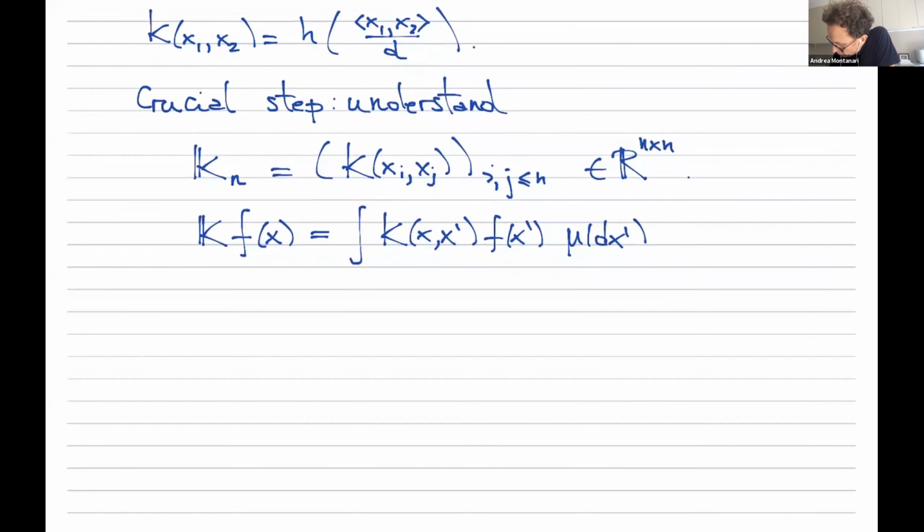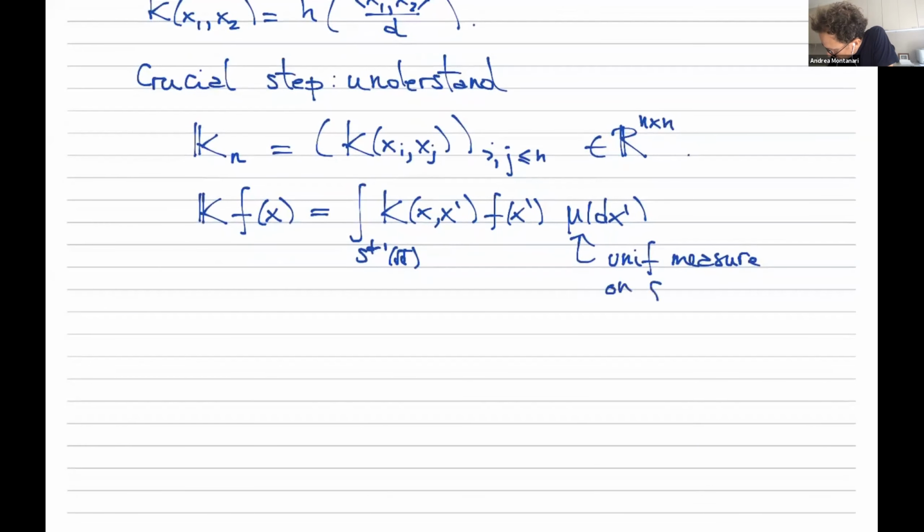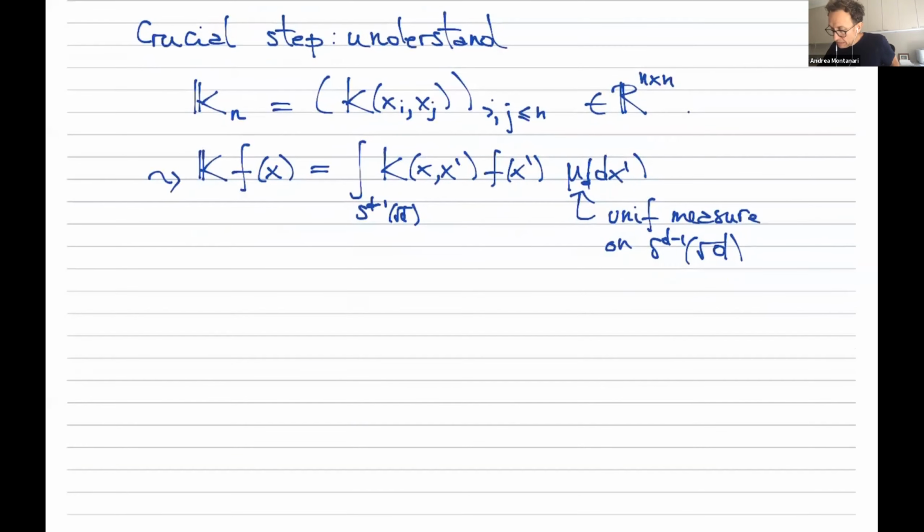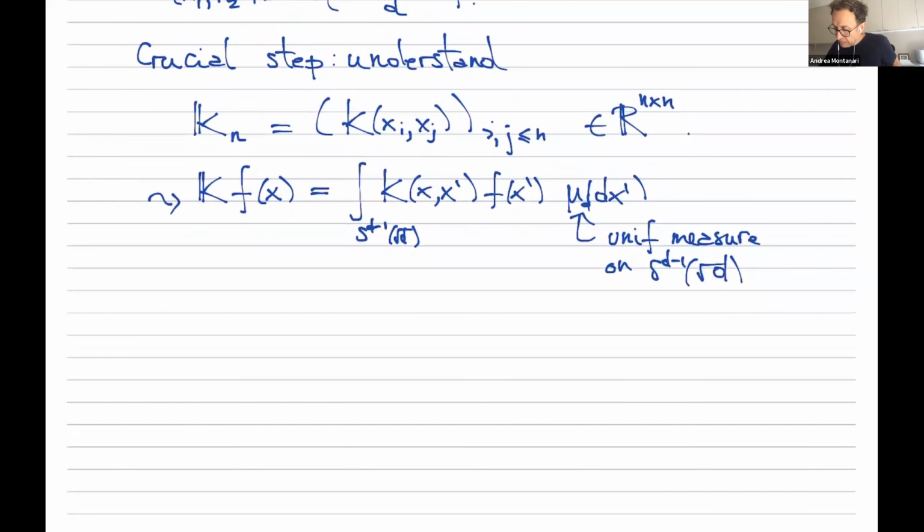Where mu is, of course, the uniform measure over the sphere. So you can think of it as you are taking this compact infinite dimensional operator in Hilbert space, and you're approximating it with a very big matrix. And now we want to understand how the two are related, right? And in particular, what is the eigenstructure, the eigenvector and eigenvalue structure, of the finite approximation.